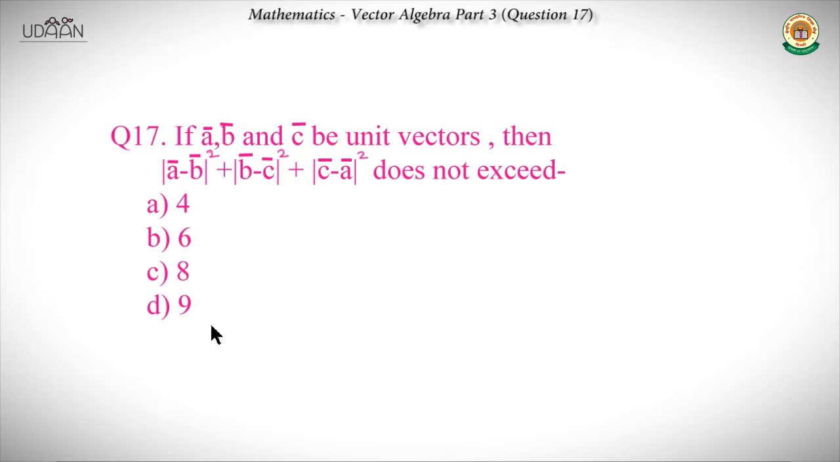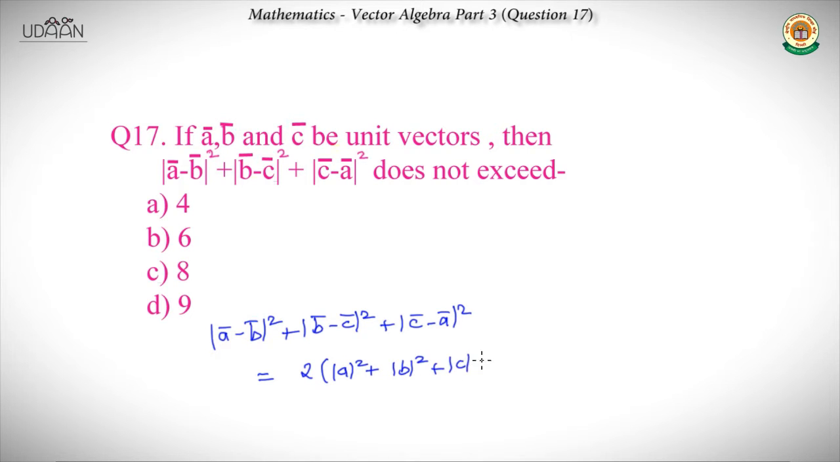We have to find the maximum value of mod of a bar minus b bar the whole square plus mod of b bar minus c bar the whole square plus mod of c bar minus a bar the whole square. It will turn out to be 2 times mod a square plus mod b square plus mod c square, minus 2 times a bar dot b bar plus b bar dot c bar plus c bar dot a bar.